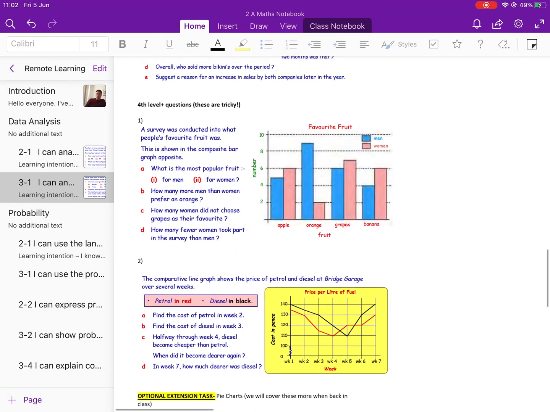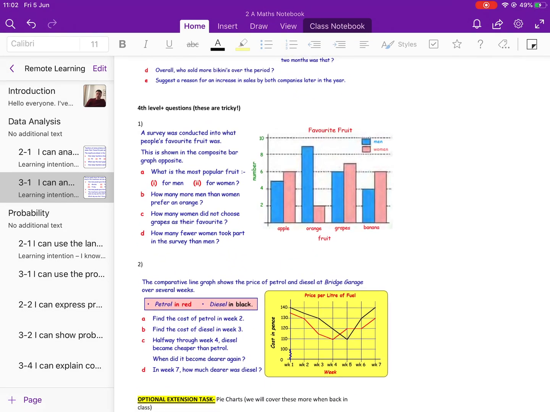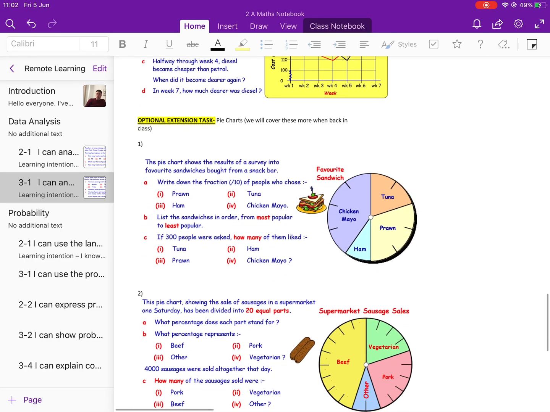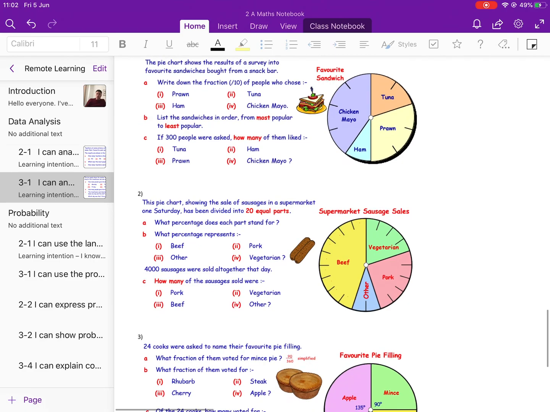And if we get to the end of this, there are some 4th level questions. So this is taken from 4th level and even a National 5 textbook. You'll see there are more bars in the bar graphs and just slightly trickier questions for the line graphs. But that's your extension, that's your real bit of challenge for those of you who are wanting a bit of a test. And again, an optional pie chart task there, which again is pretty much all just fraction work.